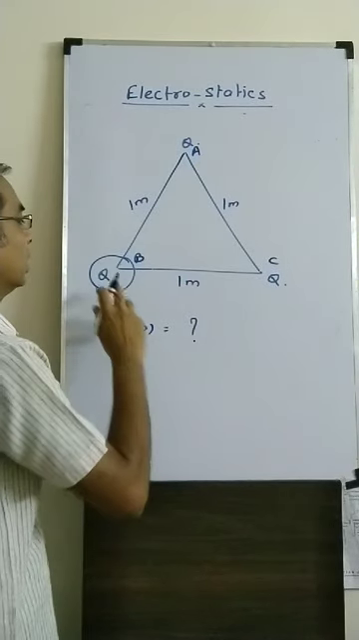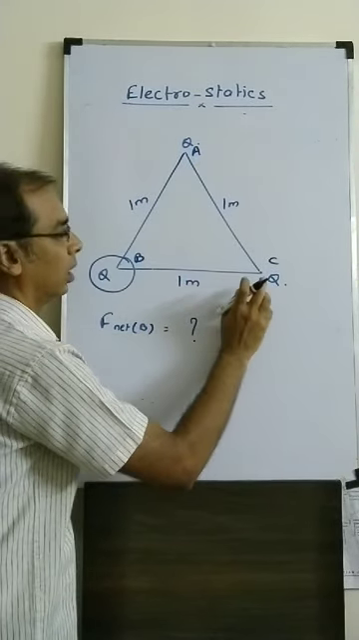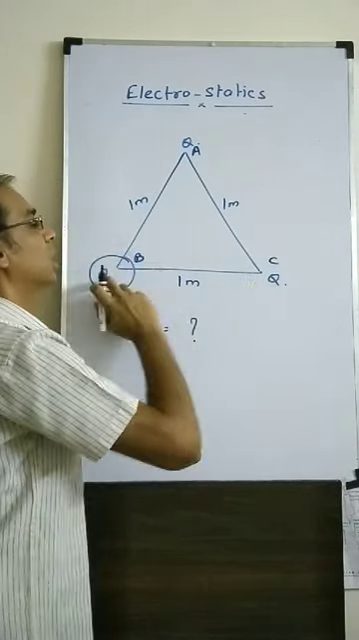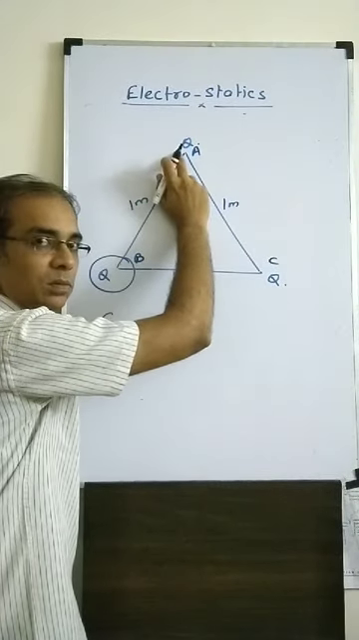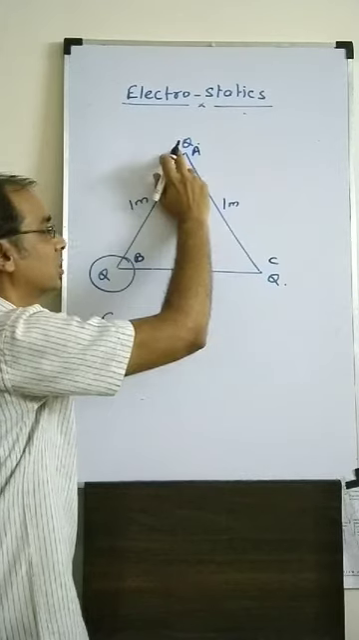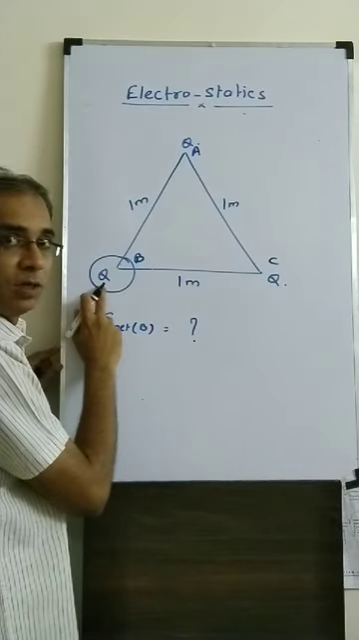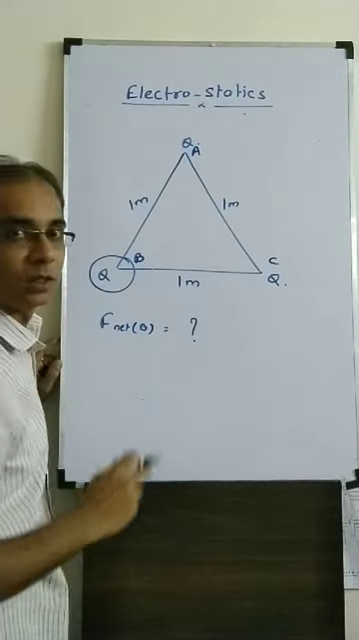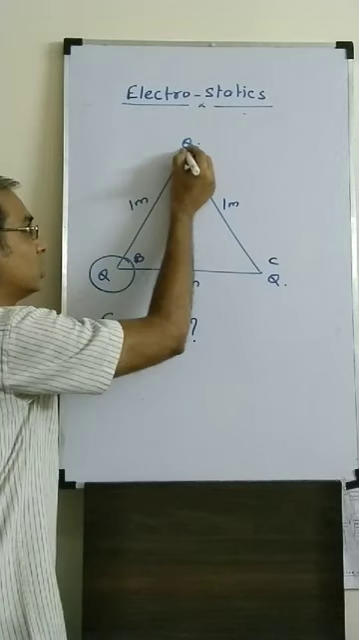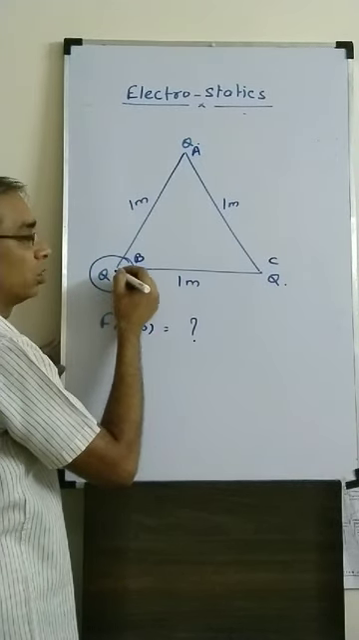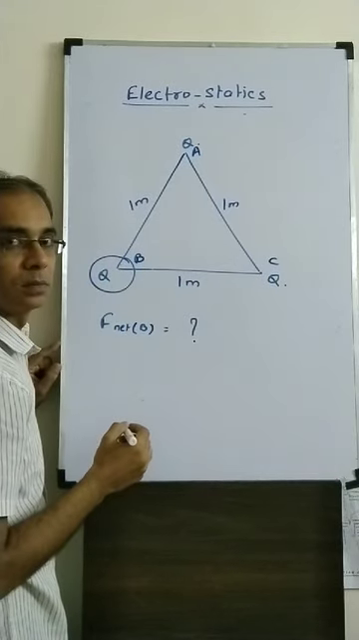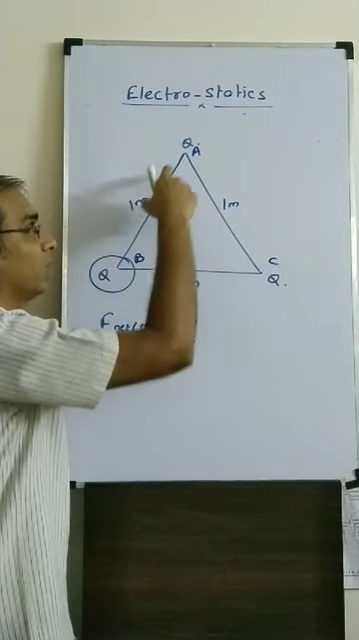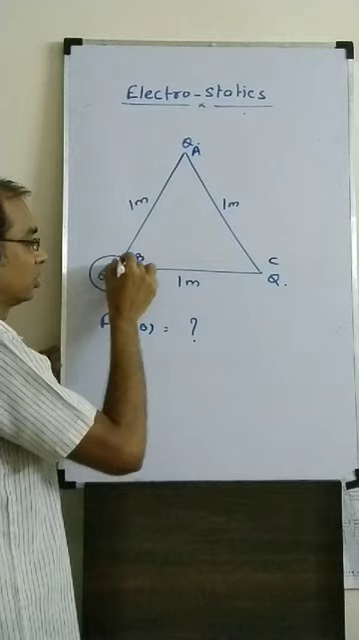Is this charge Q experiencing force due to this charge Q? Yes. Is this charge Q also experiencing force because of this charge Q? Obviously. So because of this charge Q, is the force attraction or repulsion? What is the charge on this one? Positive. This one positive. This one positive. So what kind of force is that? Repulsive force. What will be the direction? On this charge, where is the force applied by this Q? In this direction, like this.